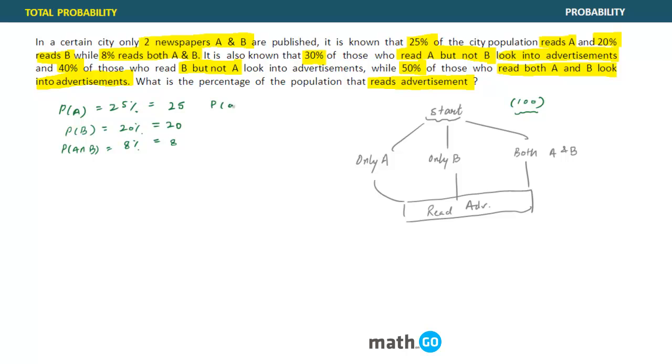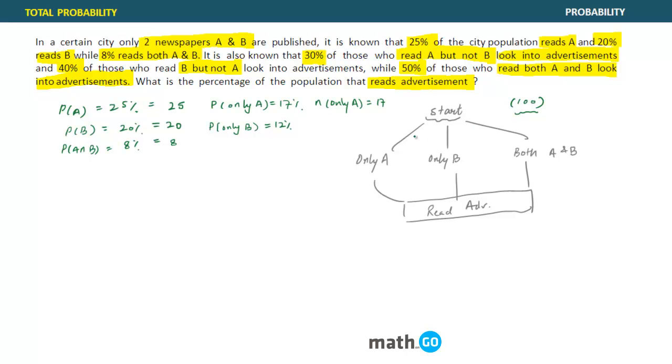Can you tell me what is probability only A? Probability only A will be 25 minus that 8%, that is 17%. Or if I convert this into numbers, only A would be 17, right? This is how you should think of it. Probability only B will be what? 12%, right?